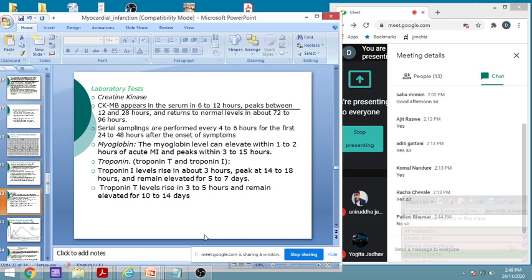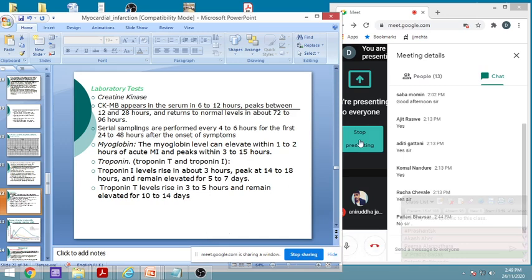It appears in serum within 6 to 12 hours, peaks between 12 to 28 hours, and returns to normal levels within 72 to 96 hours. Therefore various samplings are done every 4 to 6 hours in the first 24 to 48 hours to verify it. Then another is myoglobin. It can be elevated within 1 to 2 hours of acute myocardial infarction, and peaks within 3 to 15 hours. Then troponin, that is troponin T and troponin I. They increase within 3 hours, peak at 14 to 18 hours, and remain elevated for 5 to 7 days.